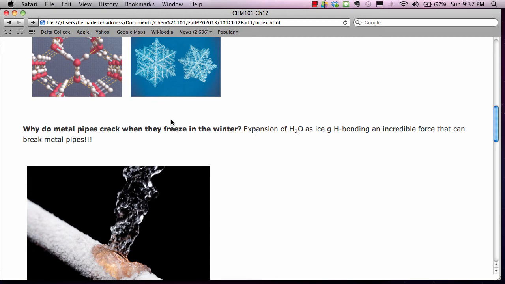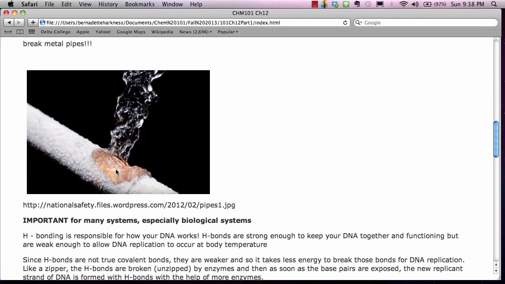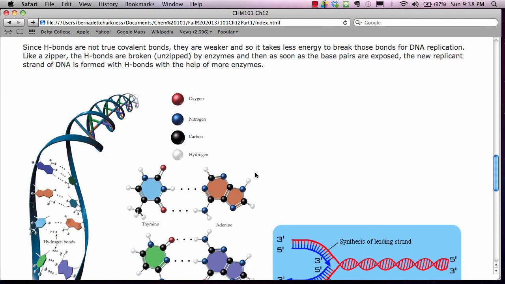So water is very unusual, and when it does that, it needs to expand. When winter comes, the metal pipes that contain the water, if they're full to capacity during the fall and warmer months, then that water needs to expand, and the only way it goes is out. So imagine this hydrogen bonding force is really breaking these steel pipes or metal pipes. That's an incredible force. And this also explains our DNA system.